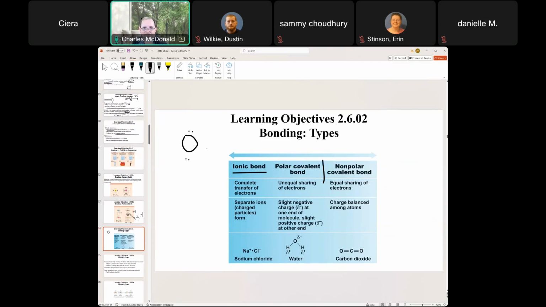Here's oxygen. So this guy needs 2. Here's hydrogen. He's got 1. Here's another hydrogen. He's got 1. So they share. Here's the thing. That hydrogen right there is only pulling with 1 proton. He's got 1 plus. This oxygen is pulling with 6 protons. So that electron is not shared in the middle. It's going to spend more time near oxygen than it is near the hydrogen.